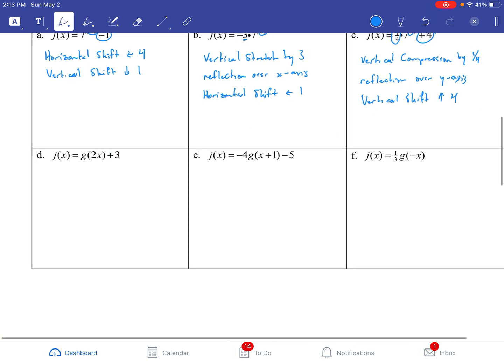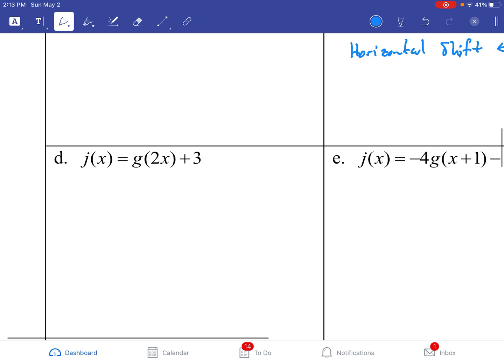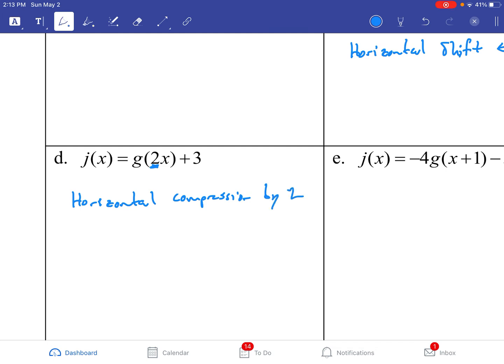Okay. Now the other notation we have here is like the function notation. We've seen this in the past. So what is happening? The 2 is inside the function. It's being multiplied. So that is a horizontal compression by 2. And then 3 is on the outside being added, so it is a vertical stretch. Or no, sorry, a vertical shift. And it's going up by 3. Okay, so there are only 2 things happening in part D.